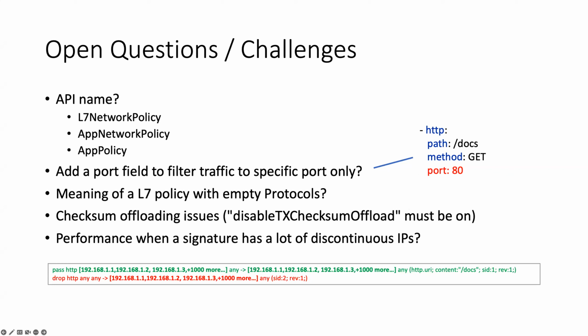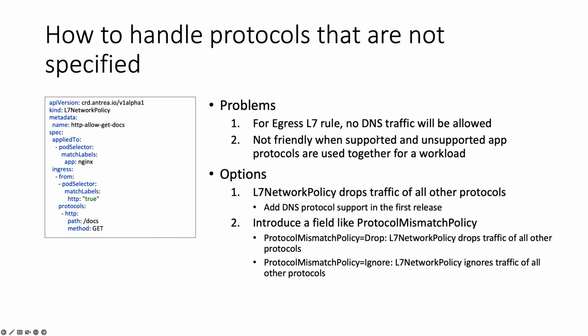And for the second one, this includes several problems. For example, I found that for an egress rule, if we just drop all traffic of other protocols, the egress Layer 7 network policy will not work, because when we use a domain to specify the destination URL, the workload has to resolve the domain to an IP, so it has to use the DNS protocol. But if we don't support the DNS protocol in the first release, basically the egress Layer 7 policy will make the client not even have a chance to send out the HTTP request.